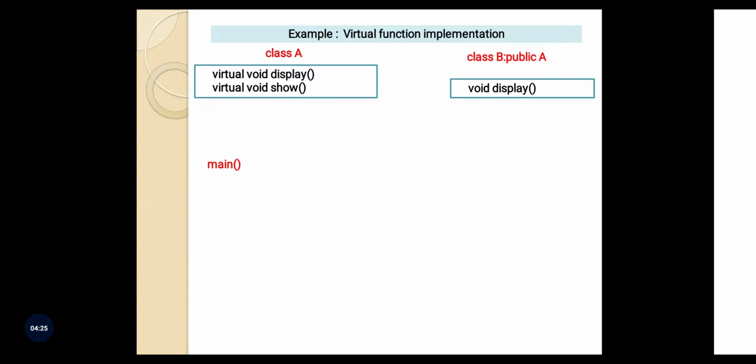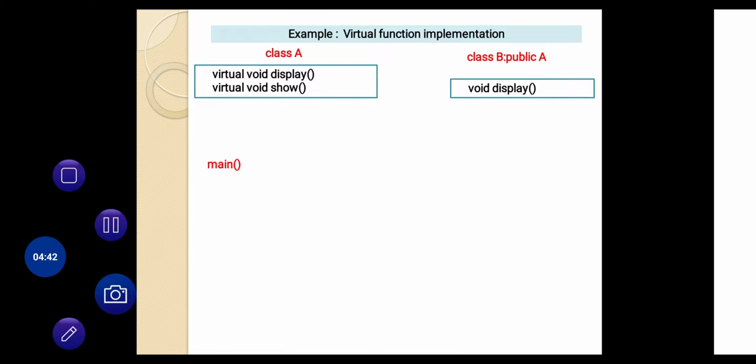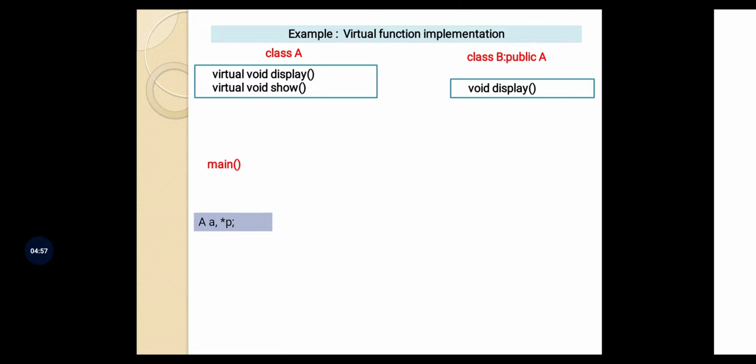Since this is virtual and this display translates to this, two virtual tables will be created, one for class A and the other for class B. All right, now let's look ahead and see how exactly this works. We are not writing the classes down, because we've already understood what happens at the top. Now let's look at the main method. In the main method, the first step is I create an object of the base class.